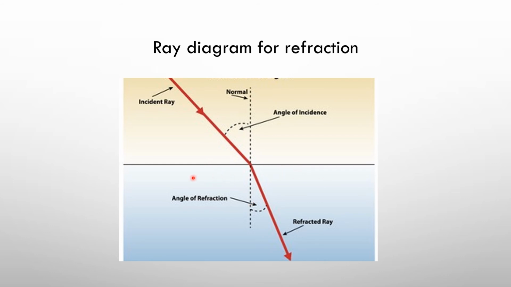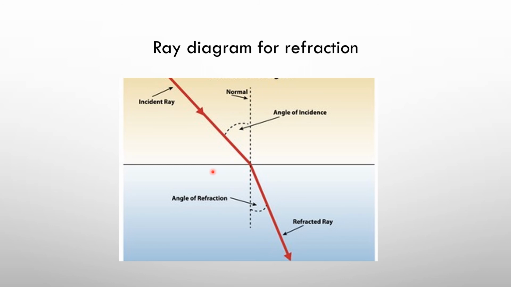surface of separation of two media is called the normal, and the angle between this normal line and the incident ray is called the angle of incidence, and the angle between the normal line and the refracted ray is called the angle of refraction. So this is how you are going to draw a ray diagram for refraction.